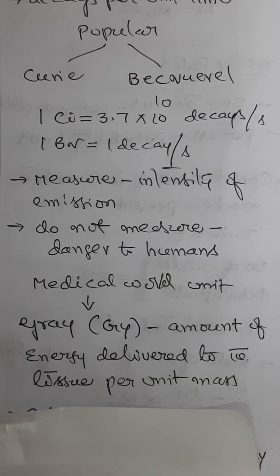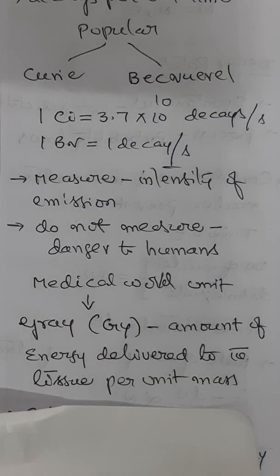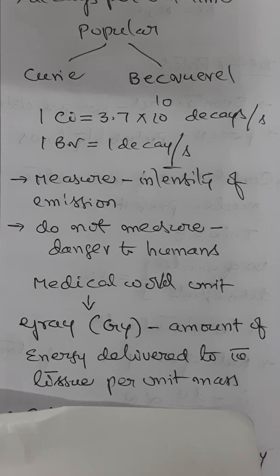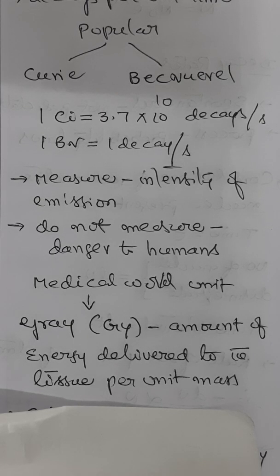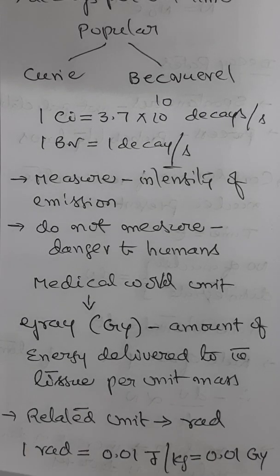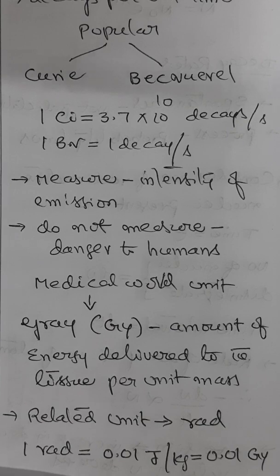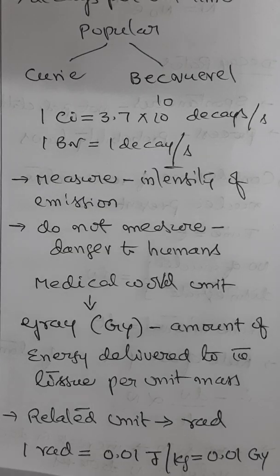One such unit is called Gray, represented as Gy. A Gray is defined as the amount of energy delivered to the tissue per unit mass. This is a unit generally used in medical applications. A similar related unit is known as Rad. 1 Rad is equal to 0.01 joules per kg, or 0.01 Gy.